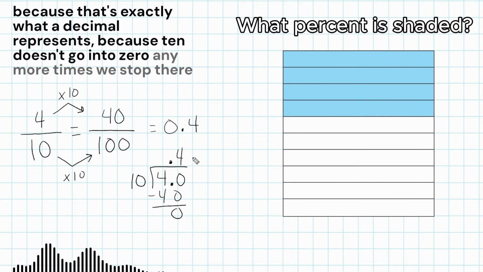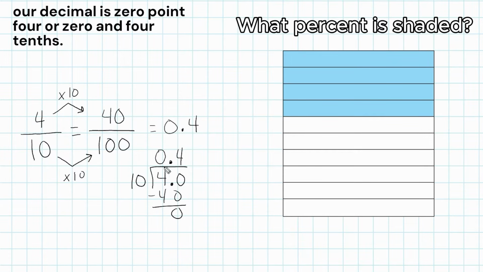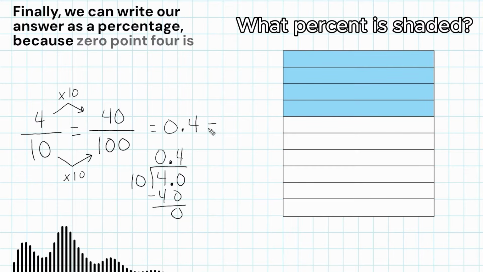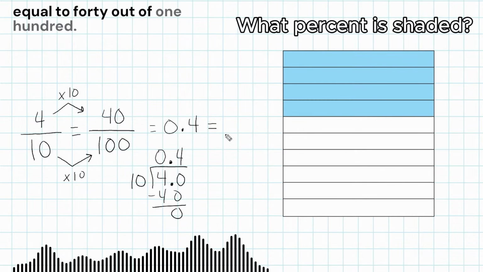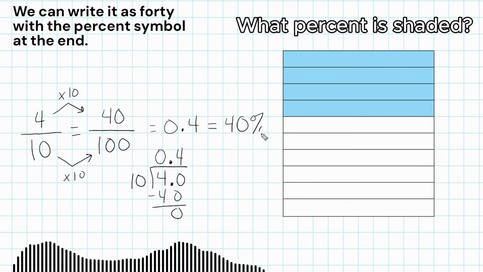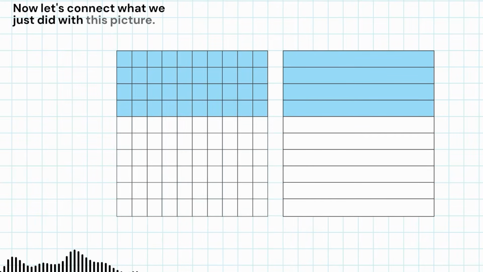Because 10 doesn't go into 0 any more times, we stop there, and our decimal is 0.4, or 0 and 4 tenths. Finally, we can write our answer as a percentage. Because 0.4 is equal to 40 out of 100, we can write it as 40 with the percent symbol at the end. Now, let's connect what we just did with this picture.